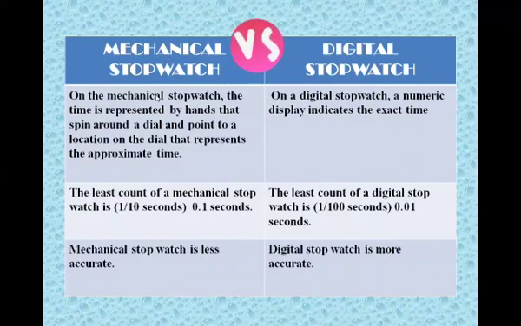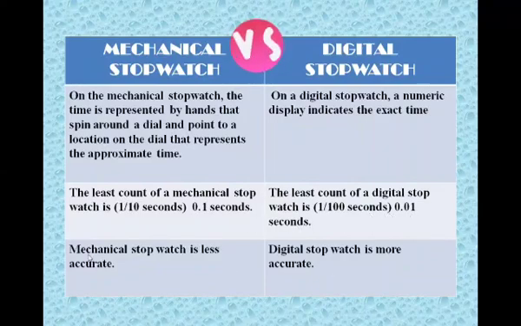So the mechanical stopwatch has two hands or two arms, but the digital stopwatch has a numeric display that indicates the exact time, right? Now we are going to see what the least count of a mechanical stopwatch is. The least count of a mechanical stopwatch is 1/10 second or 0.1 second. But the least count of a digital stopwatch is 1/100 second or 0.01 second.